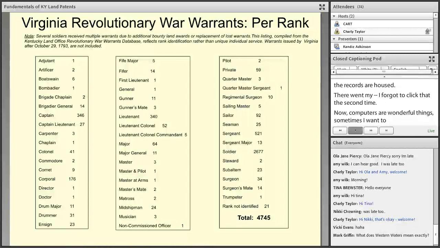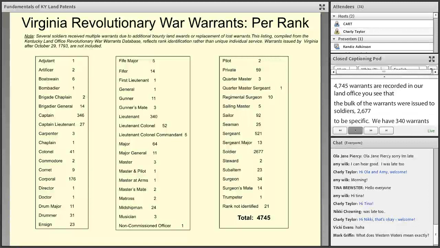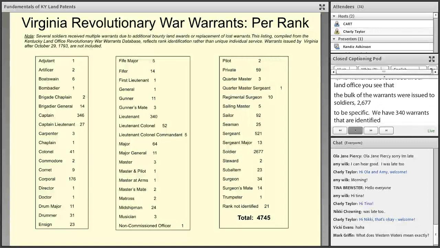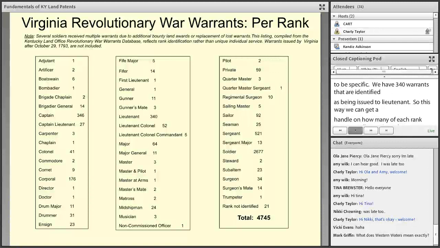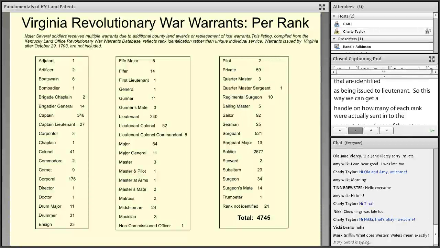Filters to be able to determine the information that is now posted. We were able to filter out the types of ranks that were identified in the Virginia Military Warrants Registers and see exactly how many warrants were issued to specific ranks. 4,745 warrants are recorded in our register in the land office, and you see that the bulk of the warrants were issued to soldiers, 2,677 to be specific. We have 340 warrants that are identified as being issued to lieutenant. So this way we can get a handle on how many of each rank were actually sent into the warrant stage. Some of the veterans felt their service was a patriotic duty, so they may not have applied for a warrant at all.